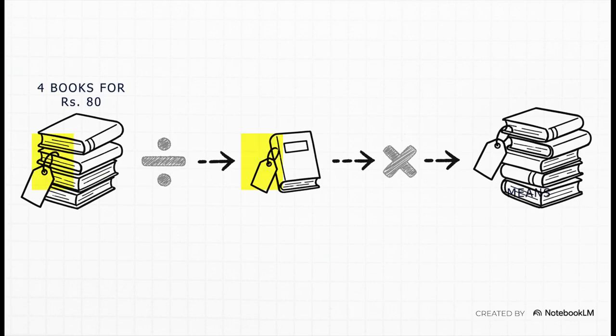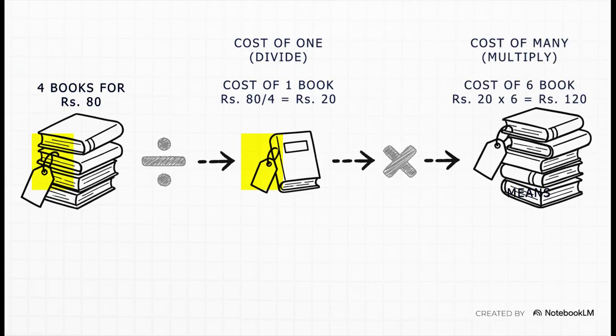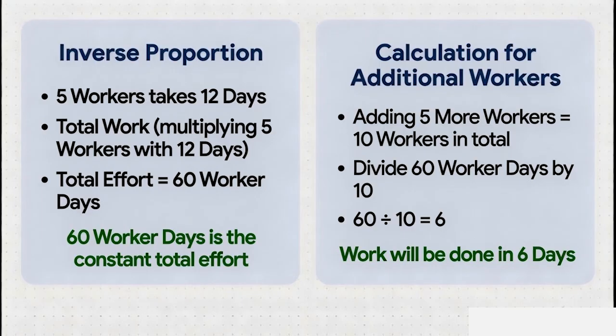If 4 books cost 80 rupees, how much will 6 books cost? Okay, step 1, find the cost of one book, we divide. 80 divided by 4 is 20 rupees per book. Easy. Now, step 2, find the cost of many, we multiply. 20 rupees into our 6 books is 120 rupees. Perfect. Now this same logic works for inverse problems too, just with a little twist.